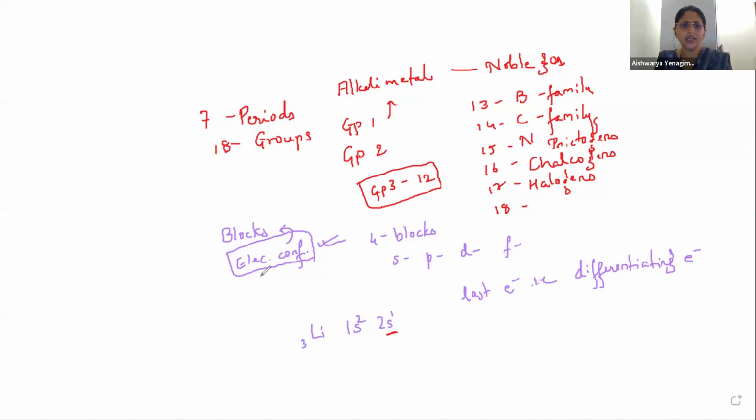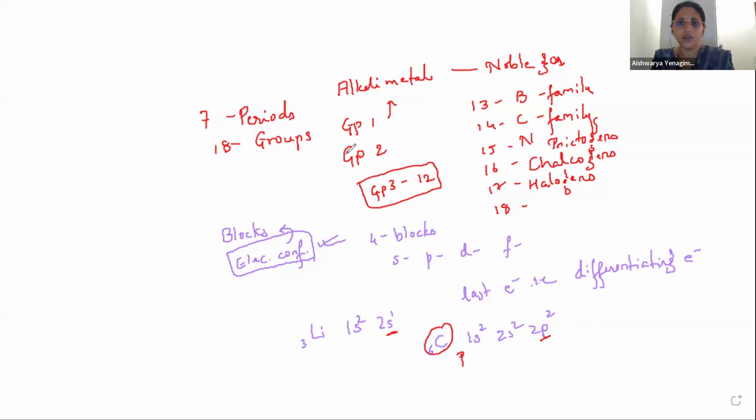Similarly, you take another example, let me say carbon. Carbon atomic number is 6. So you write the configuration 1s2, 2s2 and 2p2. So you can see here the differentiating electron is entering into p orbital. Therefore, this particular element falls under which block? It falls under p block.